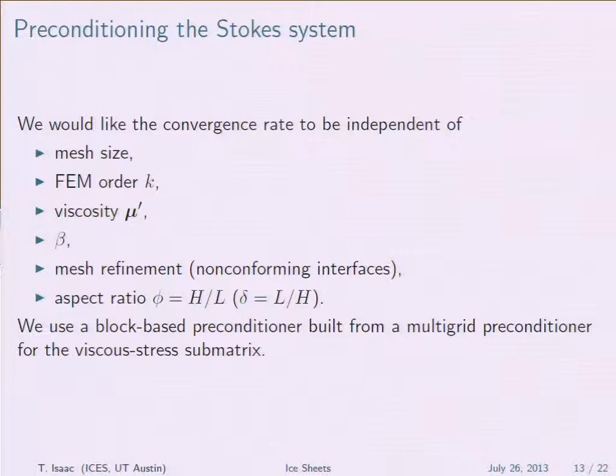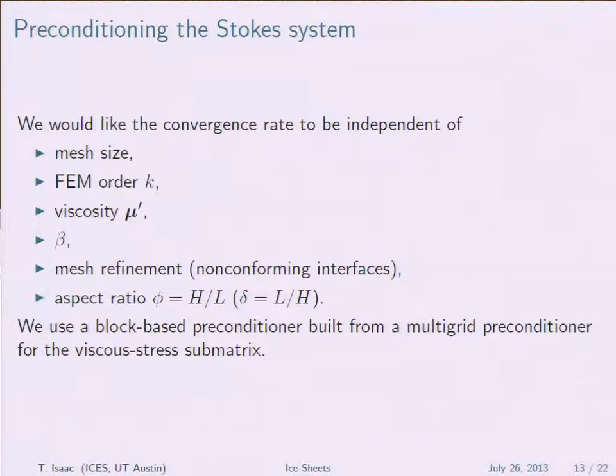So the linear Stokes system is the heart of this. It's the heart of the nonlinear solve, which is the heart of the inverse problem. And we would like the convergence rate, our ability to solve this saddle point system with an elliptic block inside of it, independent of a whole bunch of things that can change in problems. We want to be able to refine the mesh, change the polynomial order. You know, we've got heterogeneous coefficients.